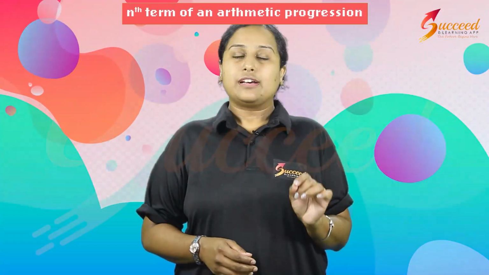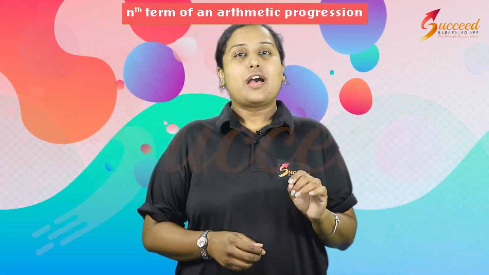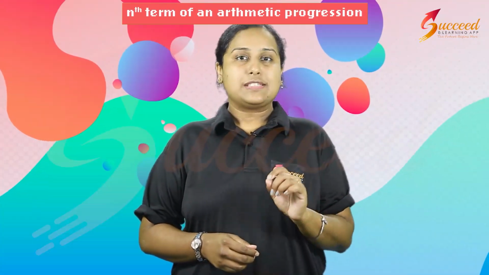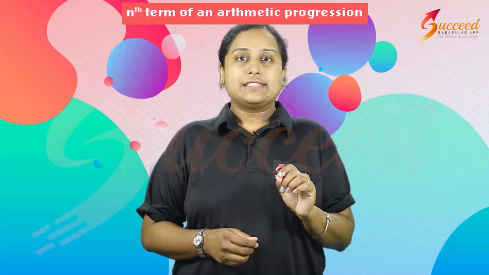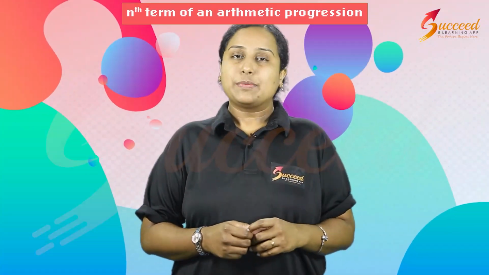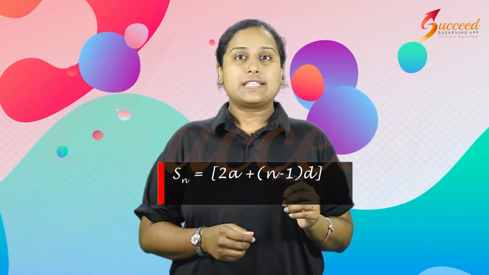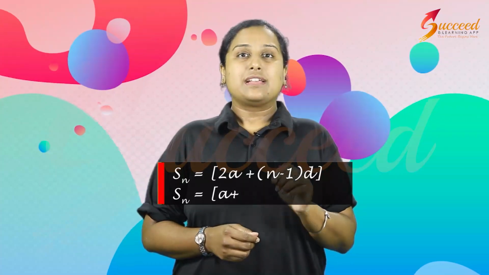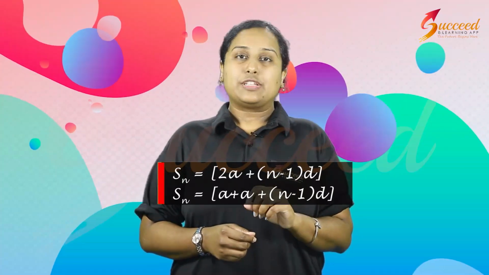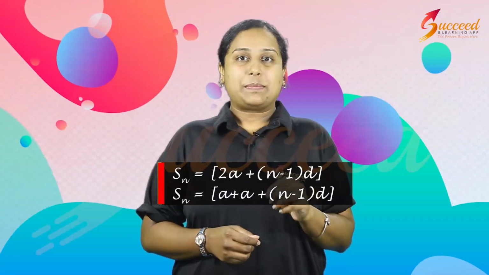So far we have studied how to find the nth term of any arithmetic progression. Now let us learn how to find the sum of n terms of an arithmetic progression. So this topic is about finding the sum of n terms in an arithmetic progression. This can be found out using the formula Sn is equal to n by 2 into 2a plus n minus 1 into d. This can also be written as Sn is equal to n by 2 into a plus an.